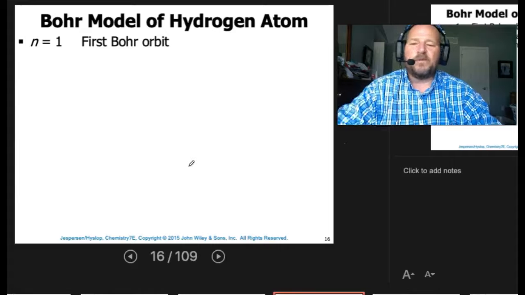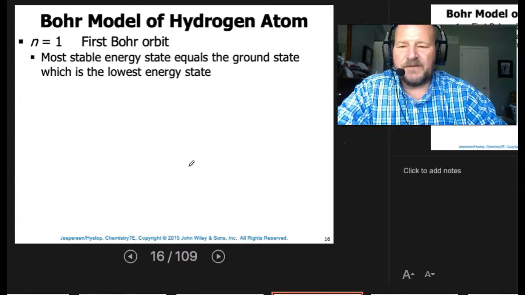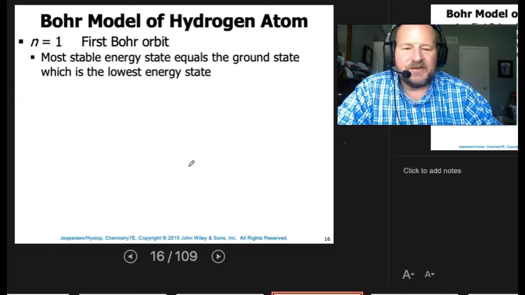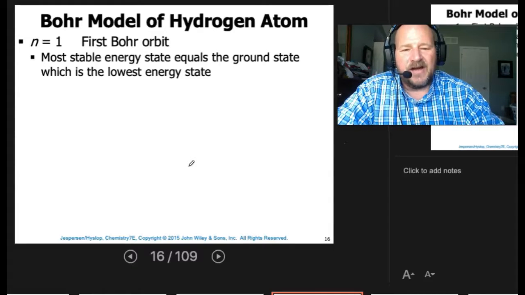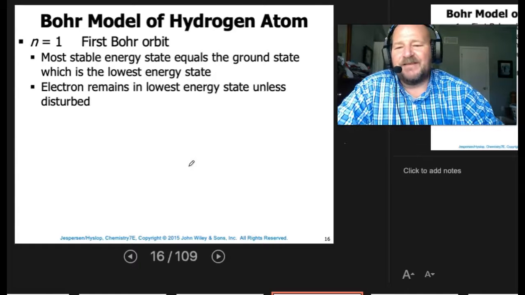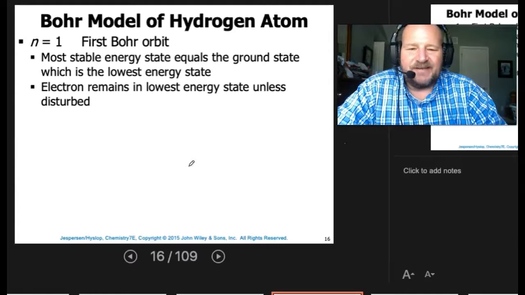So for the Bohr model, when n equals 1, we have the first Bohr orbit. This is the most stable energy state. It equals the ground state, which is the lowest energy state. Now remember, this only works with hydrogen, and hydrogen only has one electron. The electron remains in its lowest energy state unless disturbed.